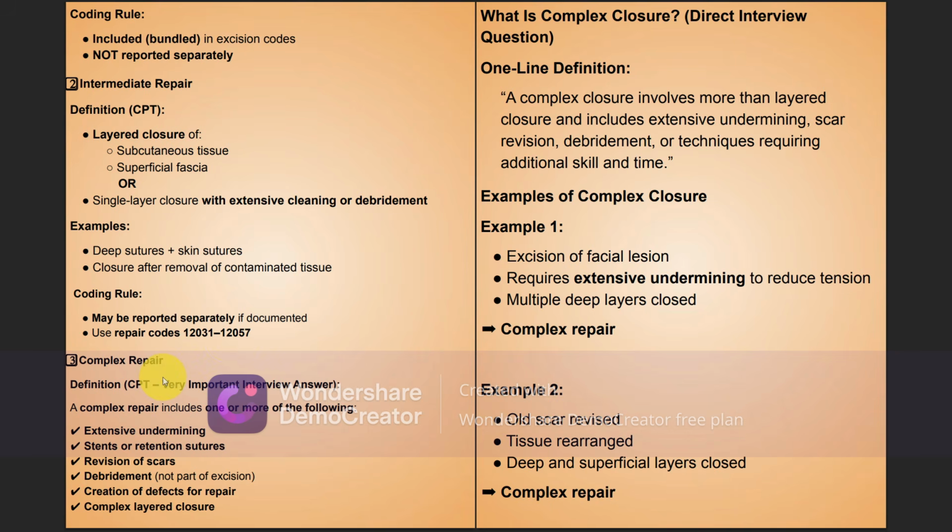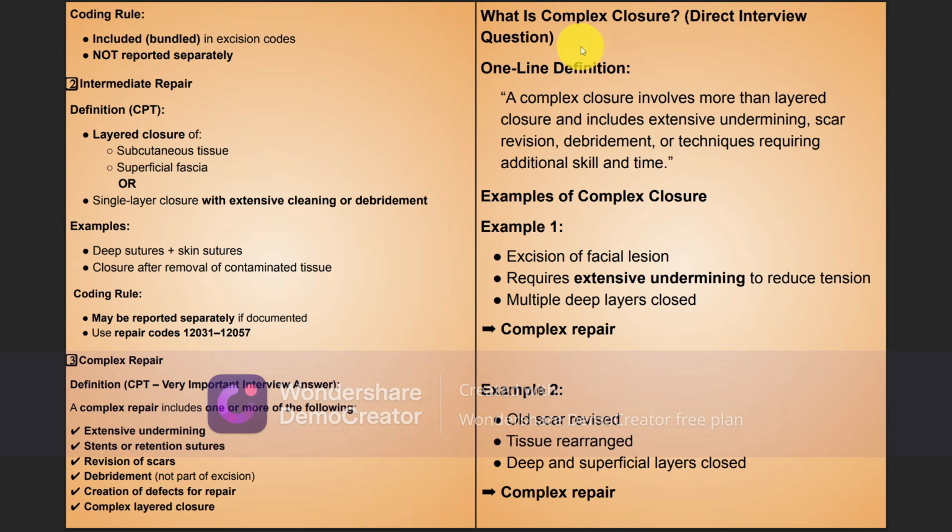12031 to 12057. Complex repair definition, CPT, very important interview questions. When you see a complex repair, it includes one or more of the following: extensive undermining, stents or retention of sutures, revision of scar, debridement not part of excision, creation of the defect for repair, complex layer closures. These are all points we need to check.